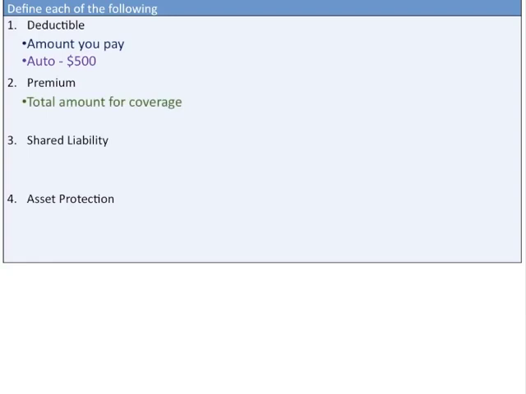The premium is the total amount that you would pay for coverage. So for instance, you might have a 6-month premium with a very low deductible. Well, that's going to be more expensive for you to be covered. If you pick a higher deductible plan, then your insurance will go down or your premium will go down. So your premium is what you're paying to be covered.